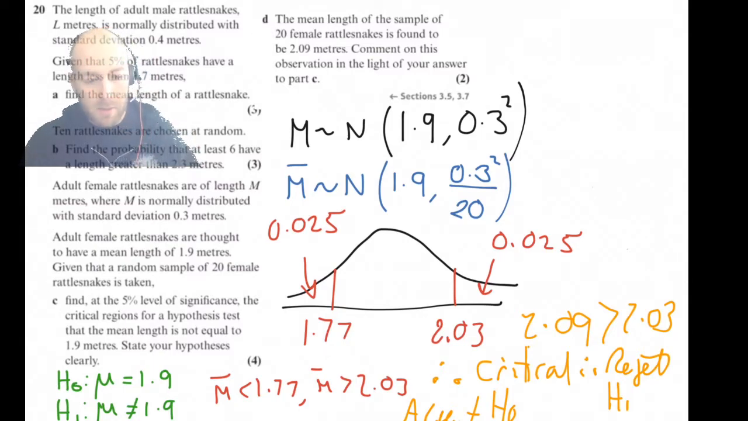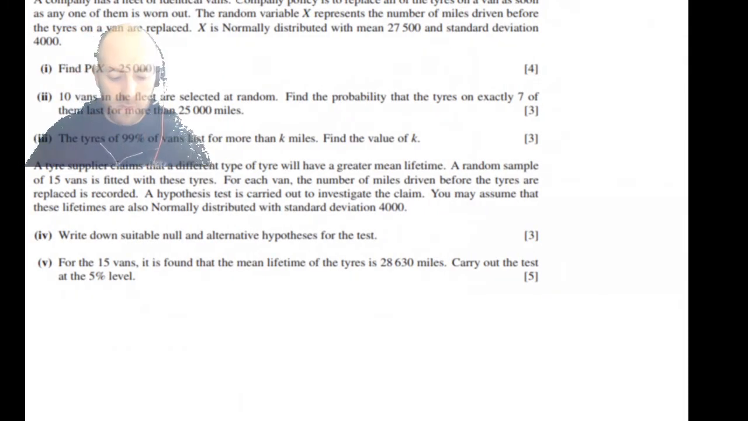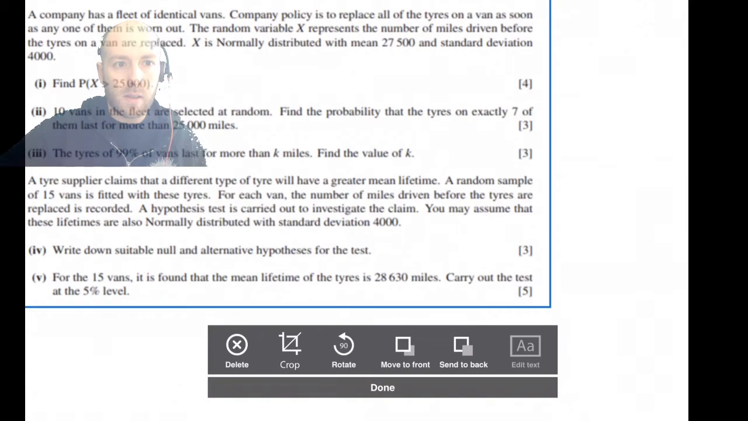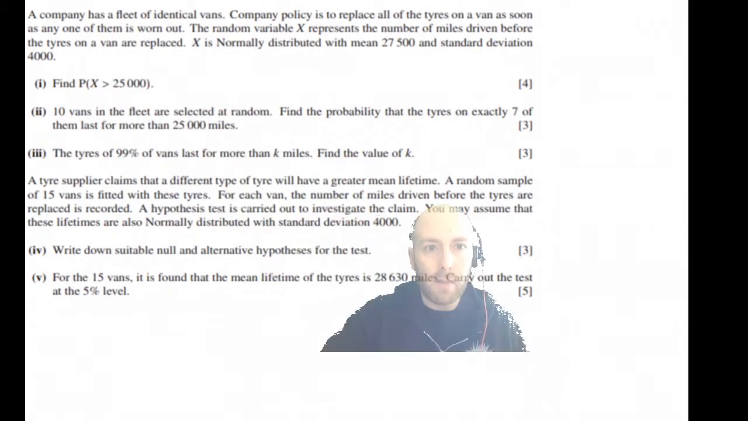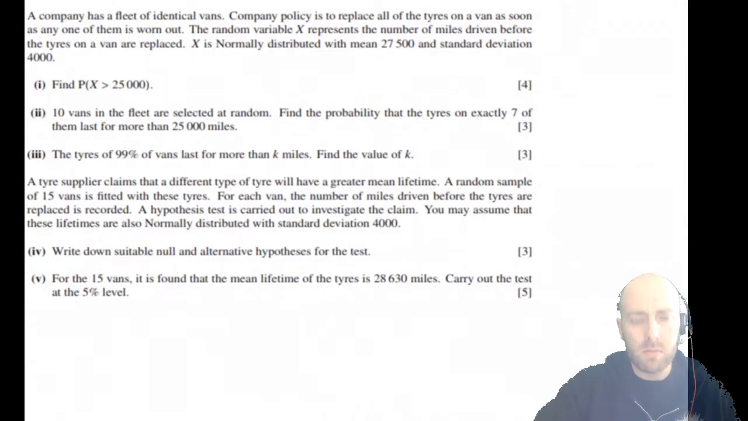Okay, we've got quite a lot of time actually today, so I'm going to give you guys a bit more time for the next question. We're going to have a look at this one about a fleet of vans. So if I move this down a little bit. There we go. So a company has a fleet of identical vans. Their policy is replace. Should I make this a bit bigger? It's kind of small.